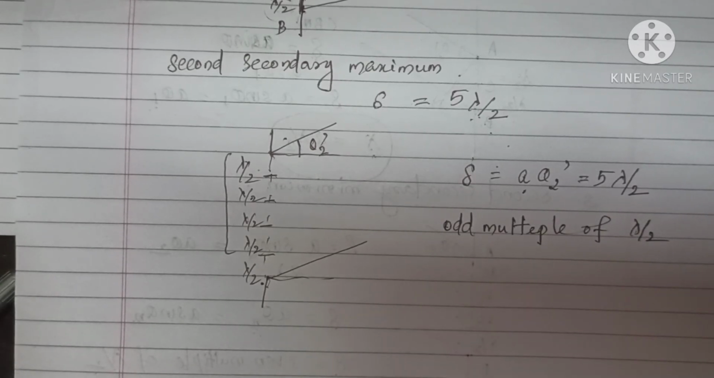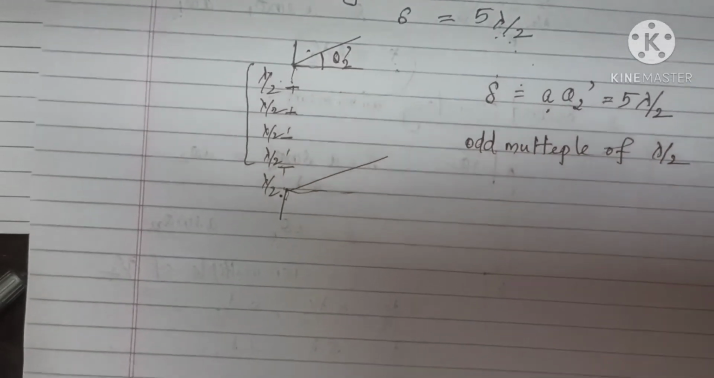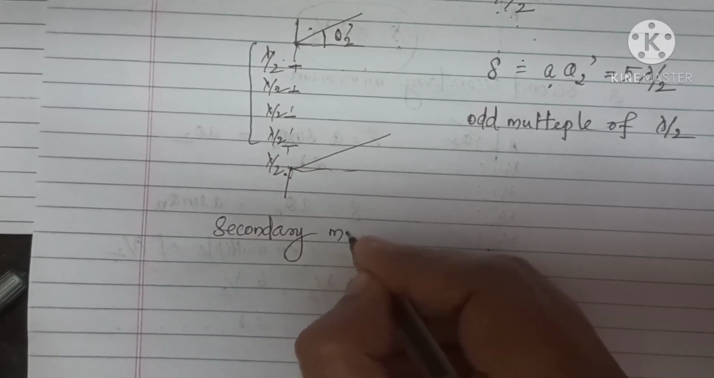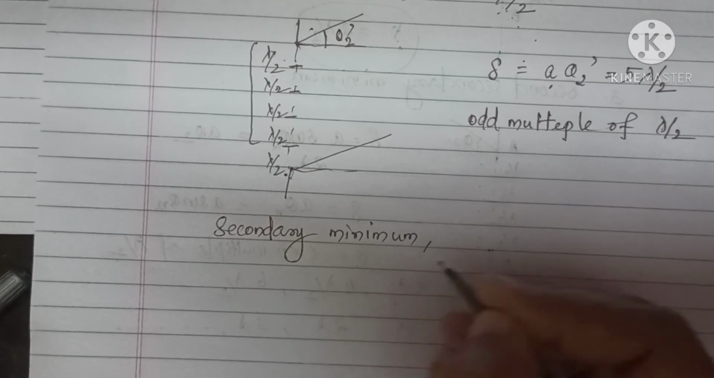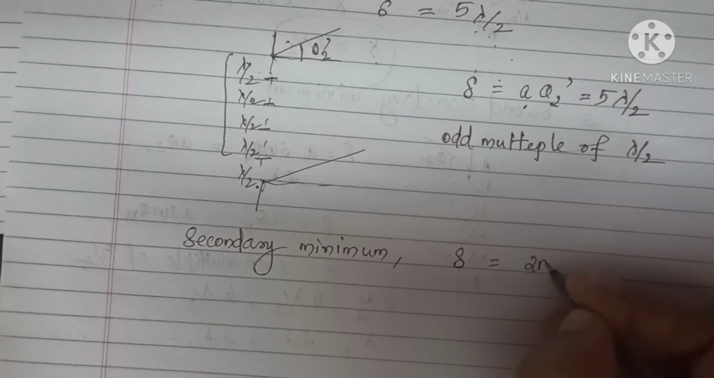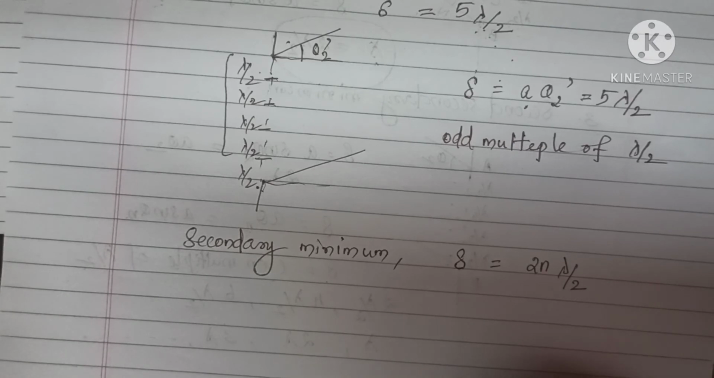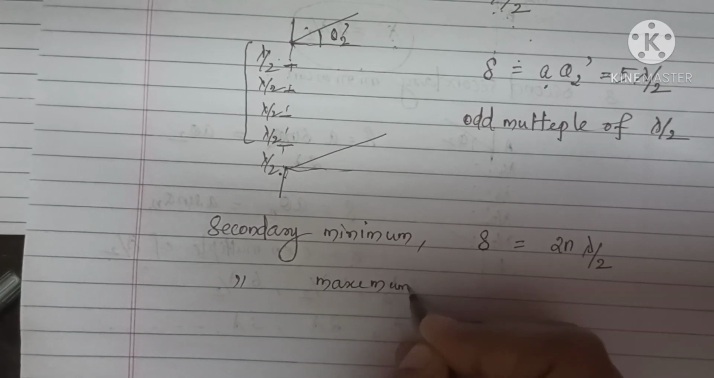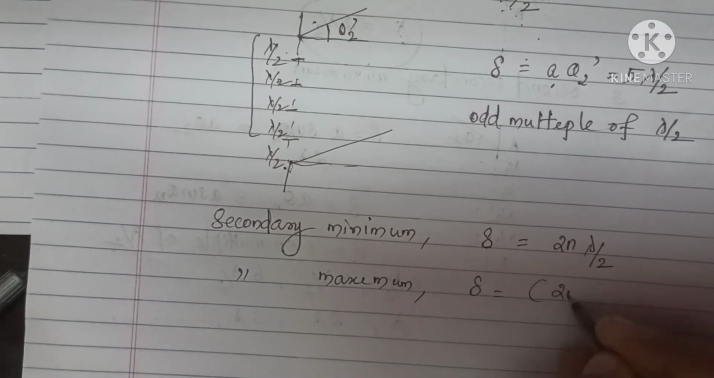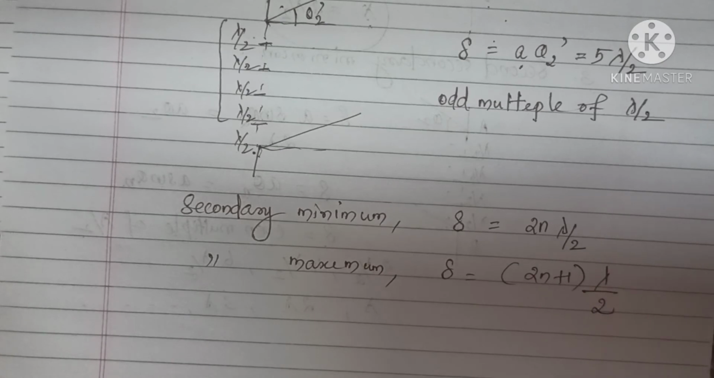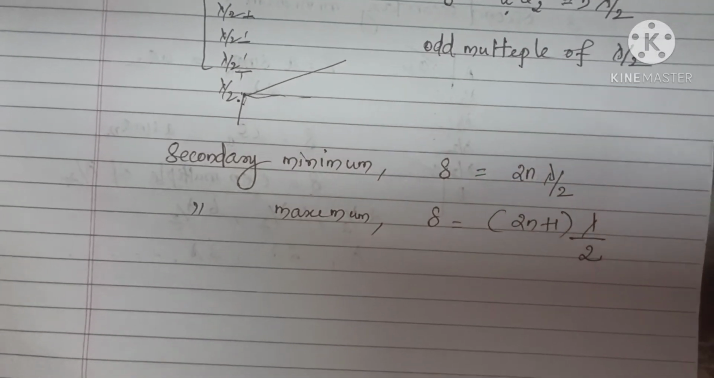So how can you write the general expression? General expression you can write like, for secondary minimum, the path difference can be written as even multiple, that is 2n, even multiple of lambda by 2. Clear? And for secondary maximum, this path difference is an odd multiple, 2n plus 1 into lambda by 2. Understood?